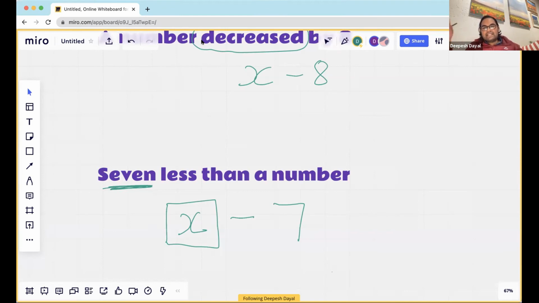So it's 7 less than a number, so it's x minus 7. So that a number can be 50, 20, 30. We don't know what the number is, right? We'll be representing it in terms of x. Okay. A little bit of a tricky one, this one.